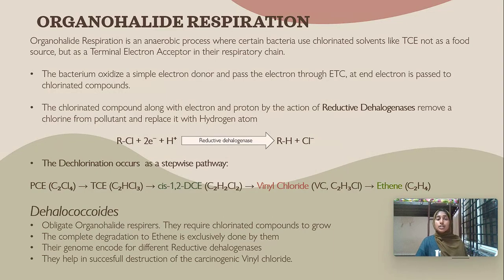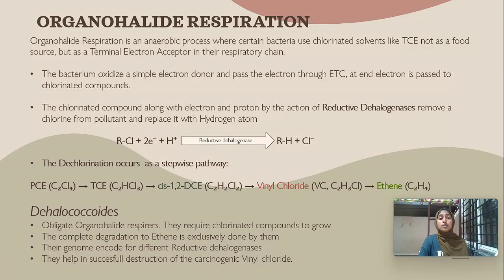Next one is organohalide respiration. This is an anaerobic process, but it is different from other anaerobic processes in that the chlorinated solvents act as a terminal electron acceptor rather than being used as a food source. So the bacterium oxidizes a simple electron donor and passes the electron through the ETC, or electron transport chain, and the electron is passed to the chlorinated compounds.